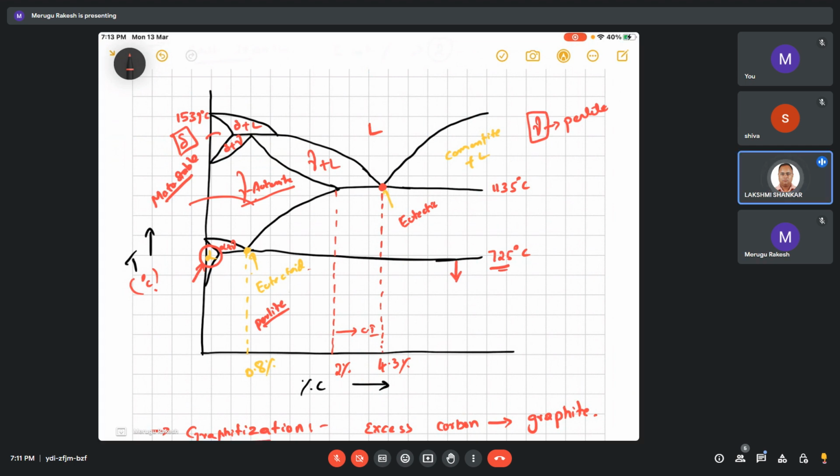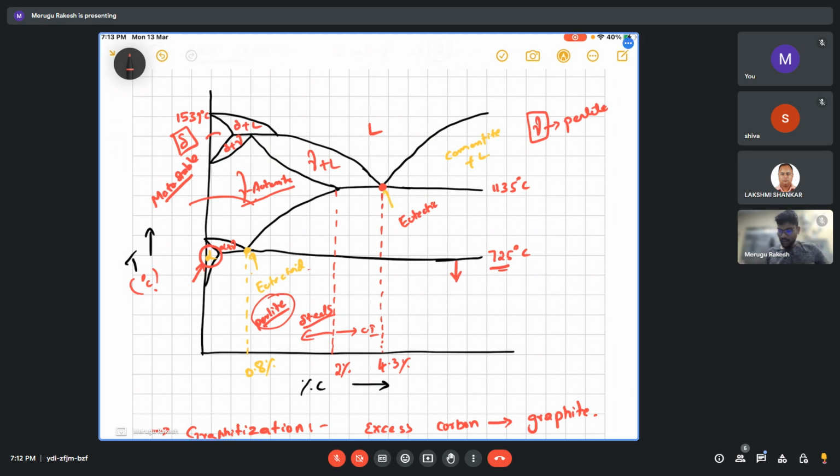So less than 2% we are talking about the steels, and above this we are talking about the cast iron, correct. And it is below 725 degrees. So less than 2% we are getting perlite. Correct. Then it is moving towards the ferrite, you know, sir. After 2% of carbon.